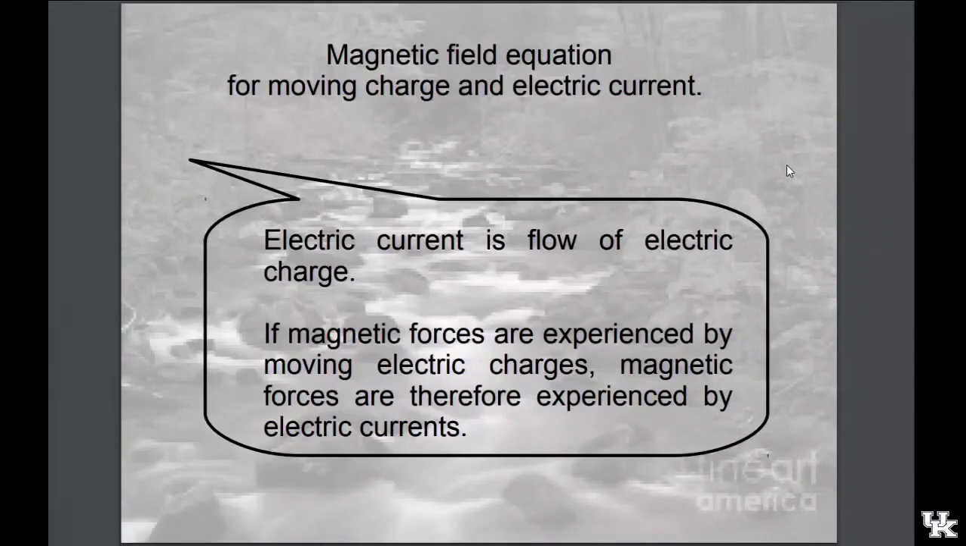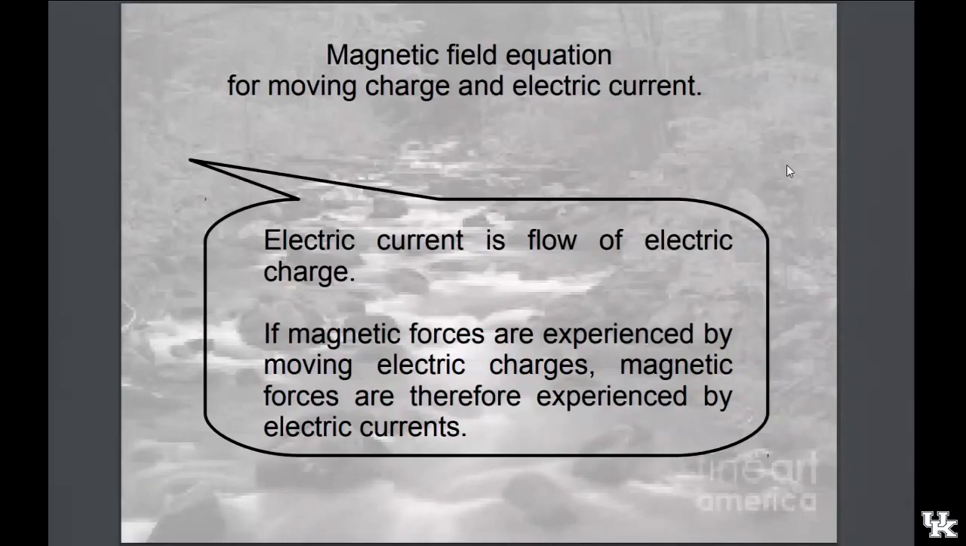One way involves writing it down in terms of thinking about a single moving charged particle. The other way involves thinking about a current, a flow of moving charged particles. So those are the two different ways. The key point here on this slide is that electric current is the flow, motion, movement of electrical charge.